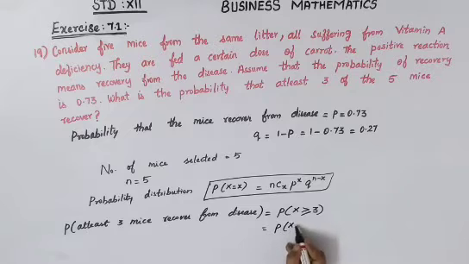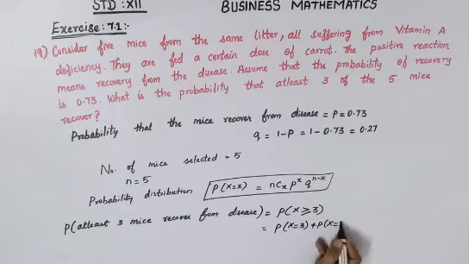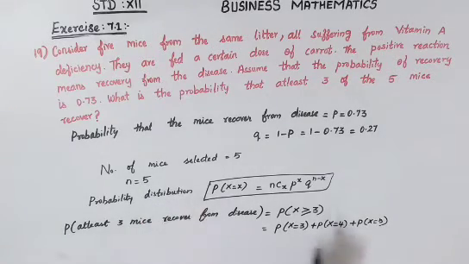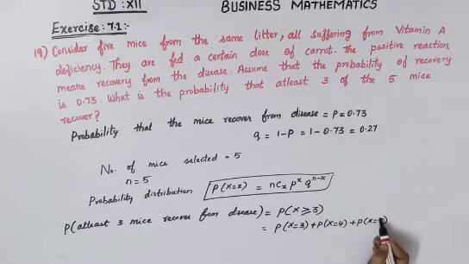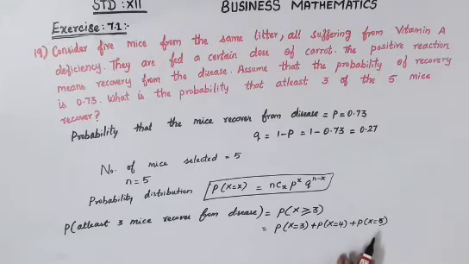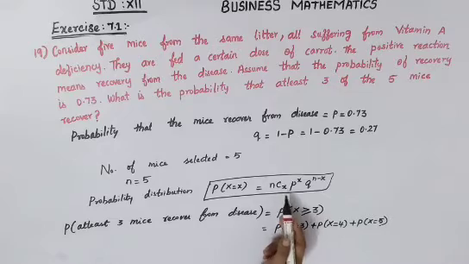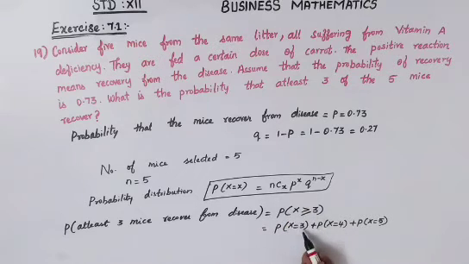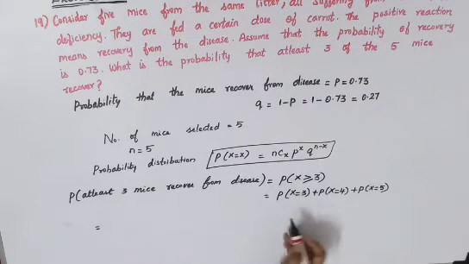P of x is equal to 3 plus P of x is equal to 4 plus P of x is equal to 5, because n is equal to 5 only given, so up to 5 we can go. Now substitute all these values in your formula. So we have got your p over there, q over there and n, everything is ready. Now you have x is equal to 3, so wherever x is there you can put your 3. Okay, that is your first part.